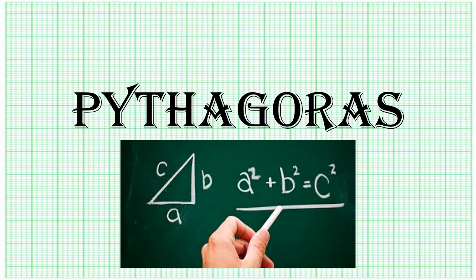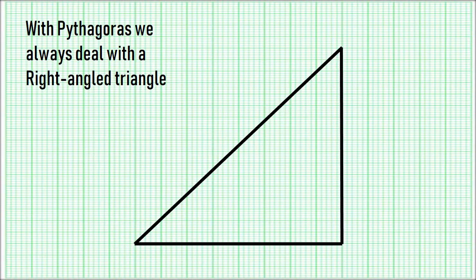And today we're going to look at Pythagoras. With Pythagoras, we always use a right-angled triangle. Okay, very important. Otherwise, we cannot apply the Pythagoras theorem if we do not have a 90-degree angle within our triangle.